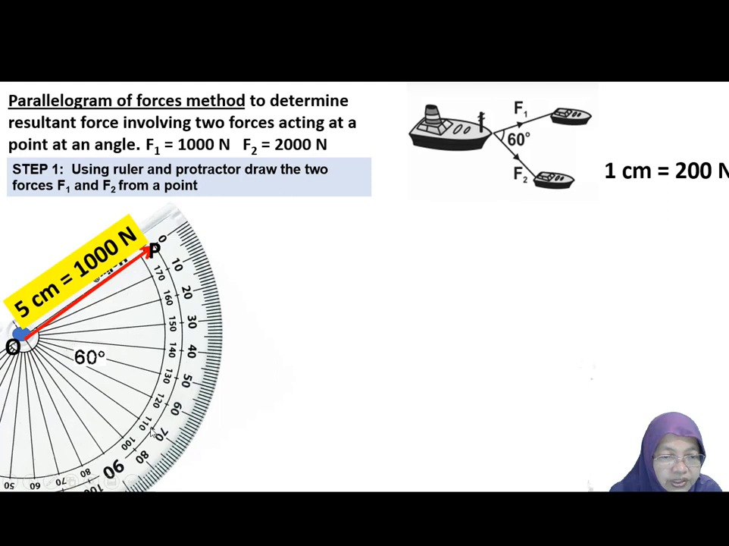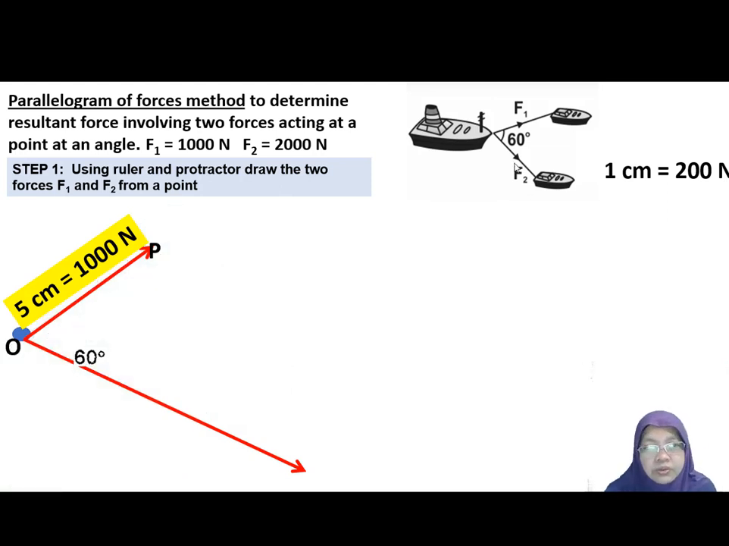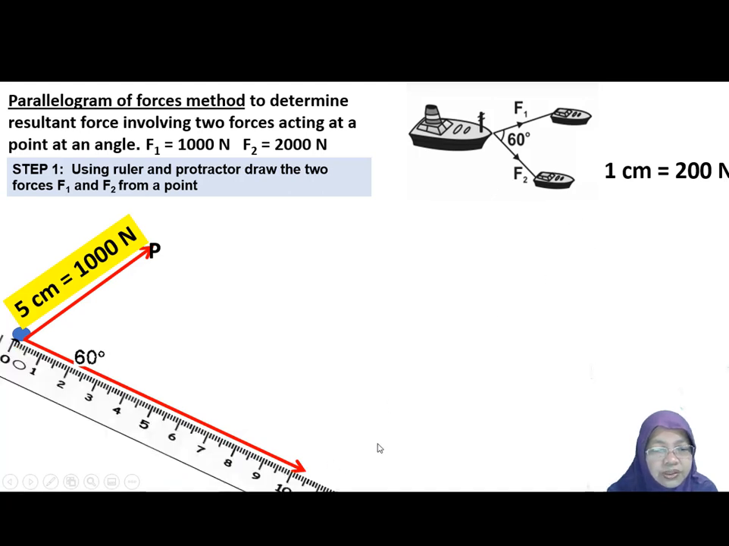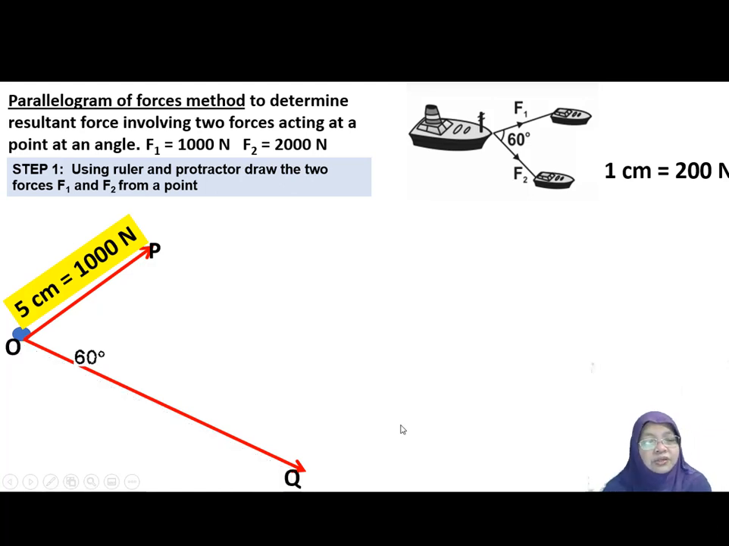So like 60 degrees. Okay, next we want to know how long. 2000 Newton means 10 centimeter. So I use a ruler and make sure it is 10 centimeter. This is point Q. So label it as 2000 Newton, right?